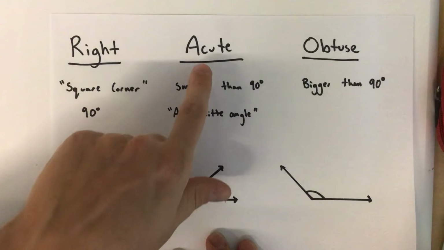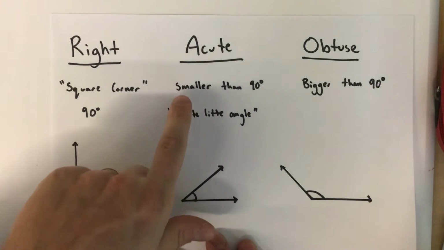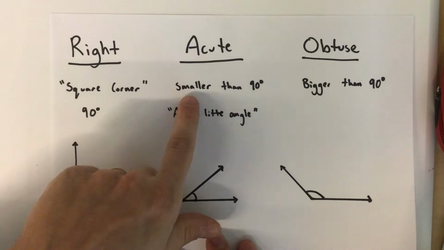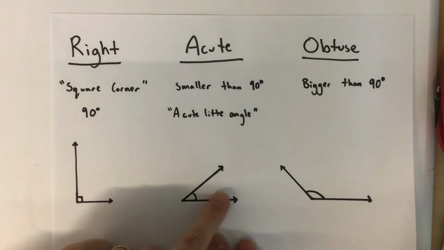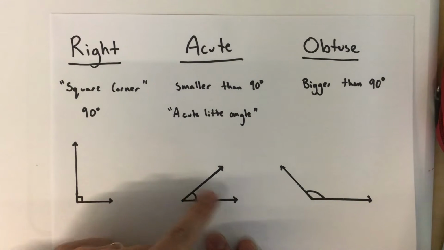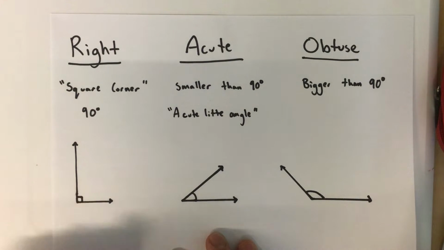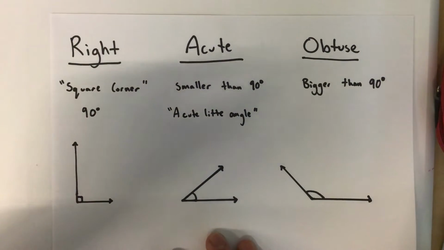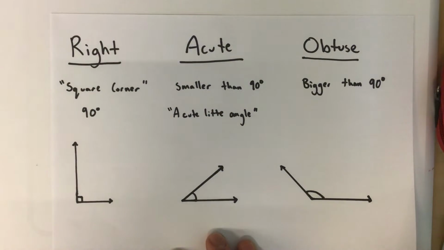The next kind of angle is an acute angle, and an acute angle is any angle that is smaller than 90 degrees. So you can see how this looks like it's a little bit smaller than our right angle over here. And the way that we can remember that an acute angle is small is we can think of a little saying, acute little angle. So think of things that are small as typically cute, and an acute angle is smaller than 90 degrees.